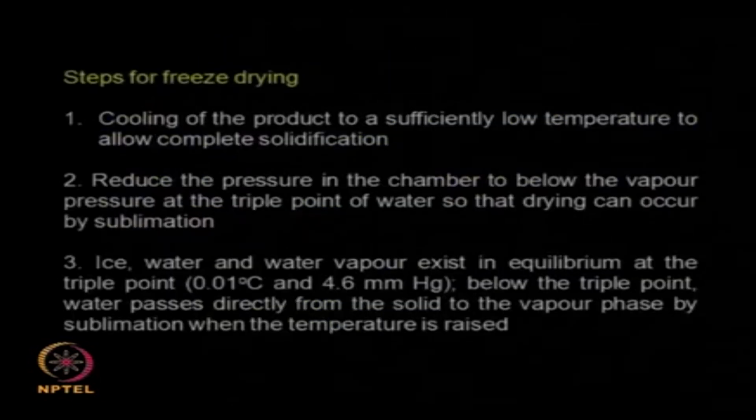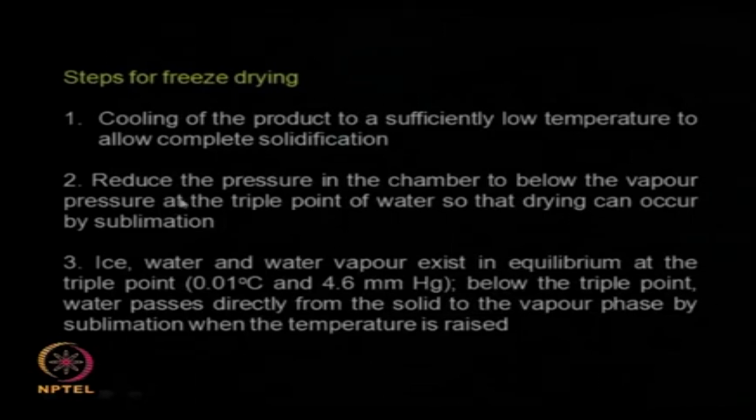So what are the various steps in freeze drying? What you do is you first cool the product to a sufficiently low temperature. By doing that you are completely solidifying, or converting the material into a solid form. Then you reduce the pressure in the chamber to below the vapor pressure at the triple point of water, so that there is sublimation. What is sublimation? You are converting solid into vapor, that is what is called sublimation, right. So you are converting the solid water into vapor.